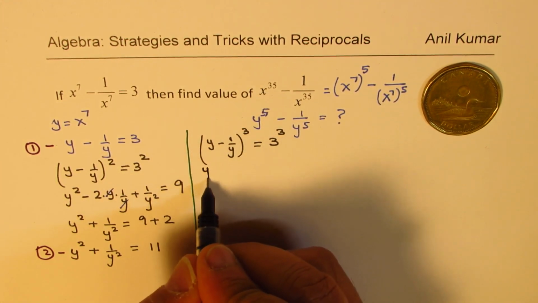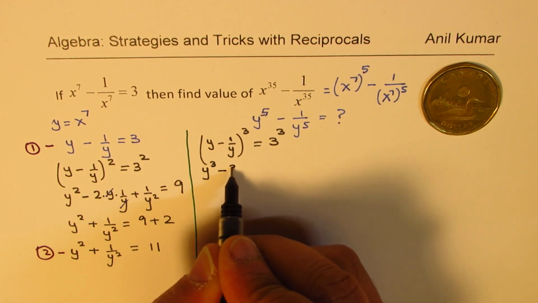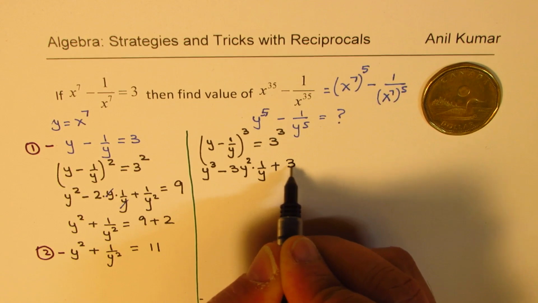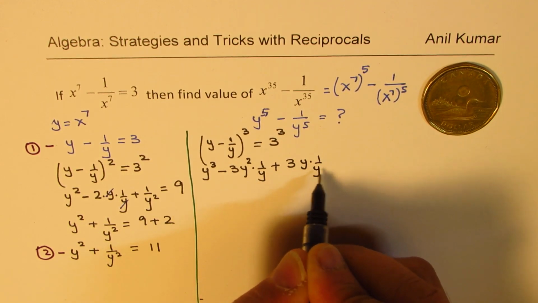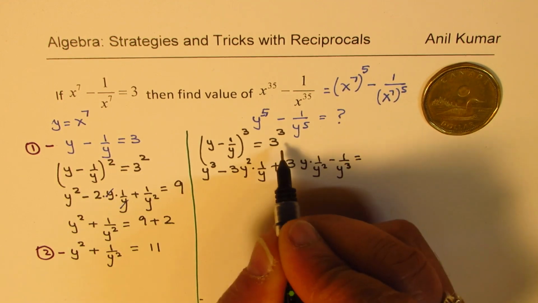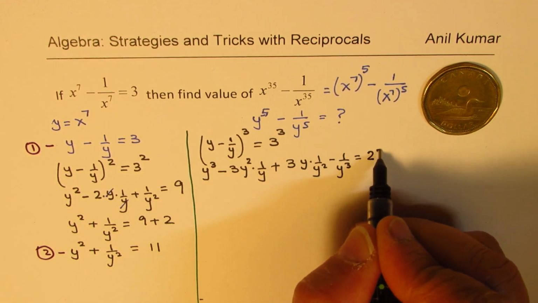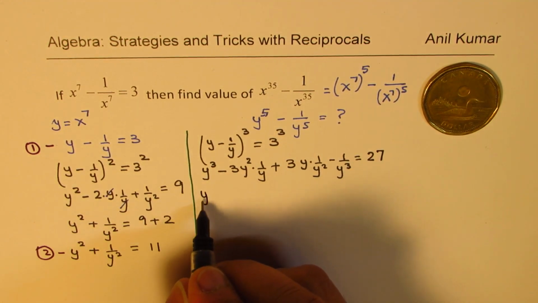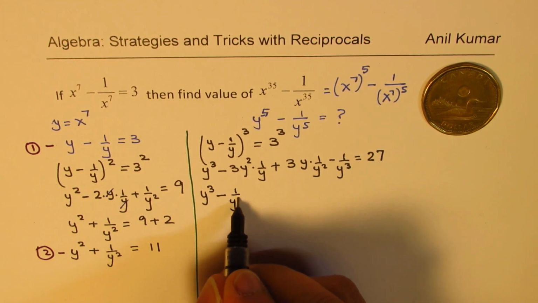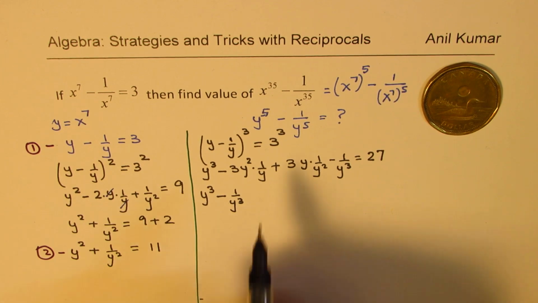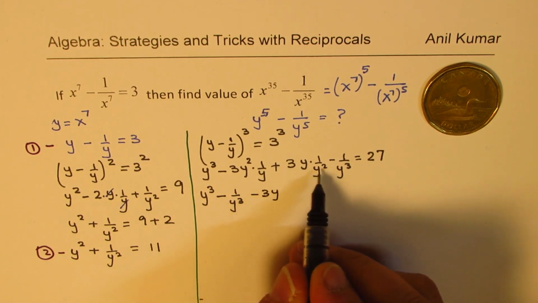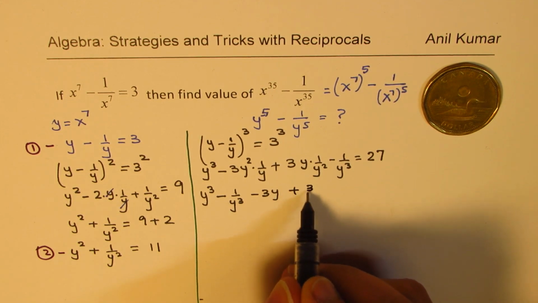So that gives you y cube minus 3 times y square times 1 over y plus 3 times y times 1 over y square minus 1 over y cube equals 3 cube, which is 27. So that gives you y cube minus 1 over y cube. In between, we have this term which is minus 3y, and here that is plus 3 over y, right?